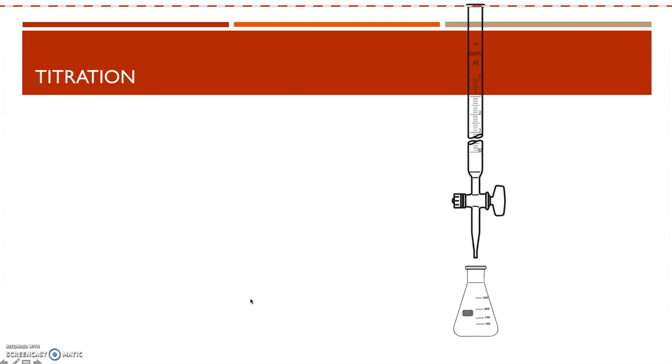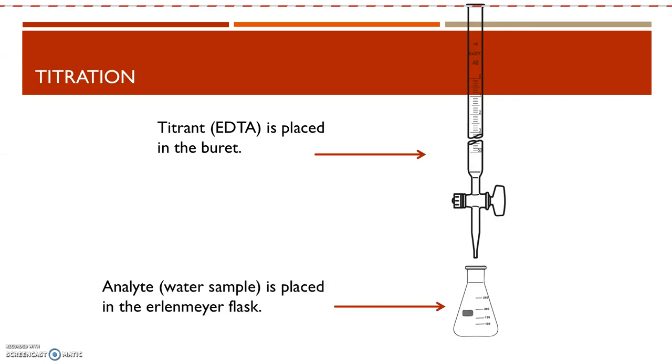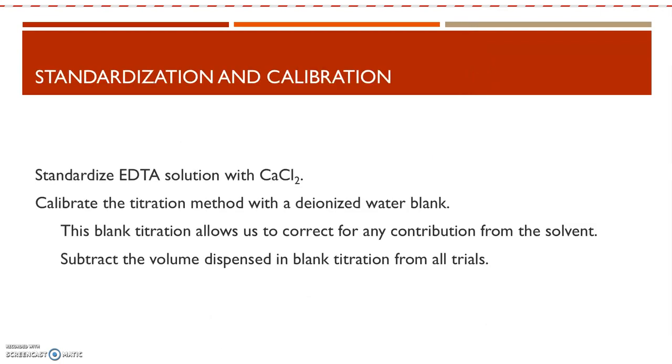When we do this titration, again, we have the titrant in the burette. In this case it is going to be the EDTA or the Y4- solution. The analyte is going to be a water sample that you're going to place in the Erlenmeyer flask, and then you're going to add that indicator into the water sample.